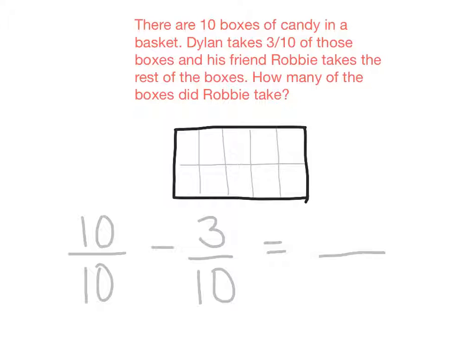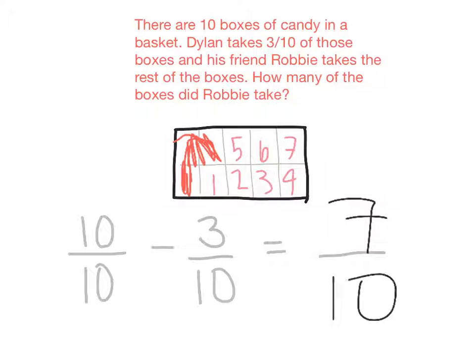But then Dylan takes 3 of those boxes, so we're going to shade in 3 boxes. And then there are 1, 2, 3, 4, 5, 6, 7 boxes left. That means that Robbie took 7 out of the 10 boxes.